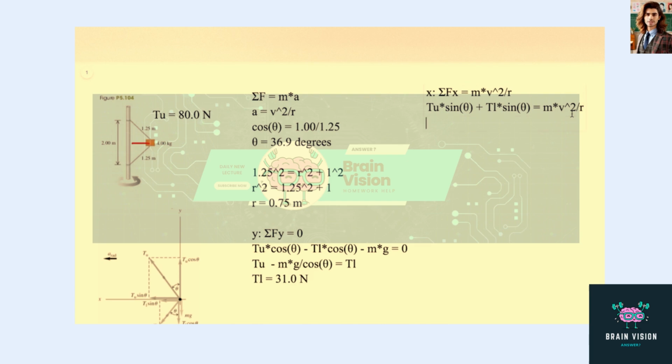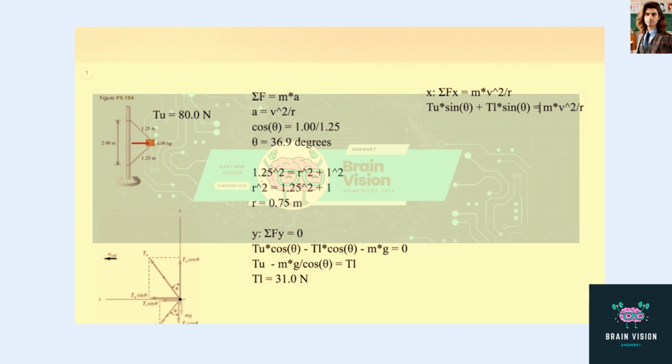So let's take a look at what we know and what we don't know. Well, we just found TL. We found that TL is 31 newtons, and we were told that TU is 80 newtons. We found that theta is equal to 36.9 degrees. We know m is equal to 4, and we know that r, we found this before, is 0.75 meters. So the only thing that we don't know is v, and that's what we're looking for. We want to find the number of revolutions per minute. v is going to give us the velocity, so we'll deal with converting this to revolutions per minute in a second.